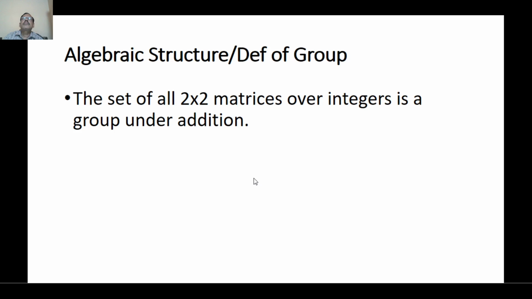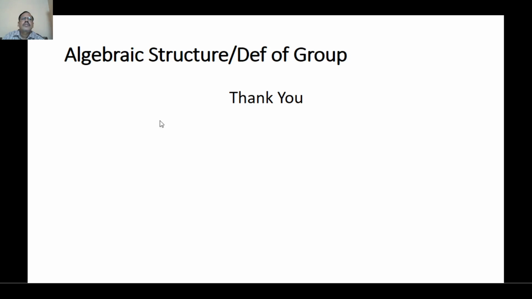The set of all 2 cross 2 matrices over integers is a group under addition. You take the set of all 2 cross 2 matrices with entries a, b, c, d integers, then it satisfies all the properties: closure, associative, identity, inverse, and it is also commutative under addition. Therefore, it is an abelian group. So these are some examples of groups and the definition of groups with some properties.